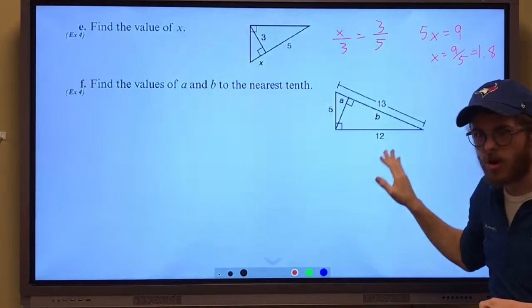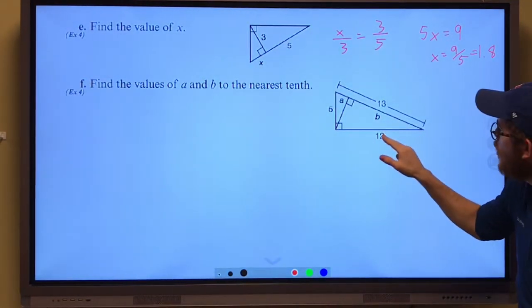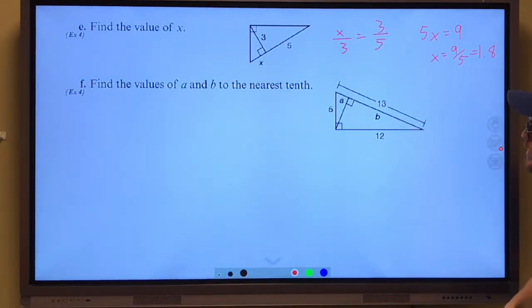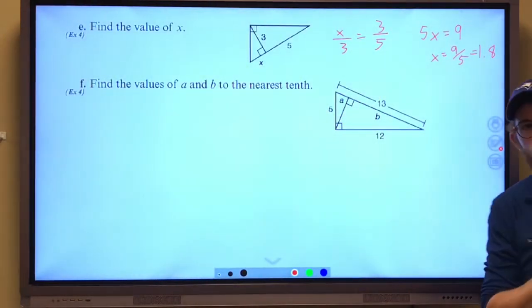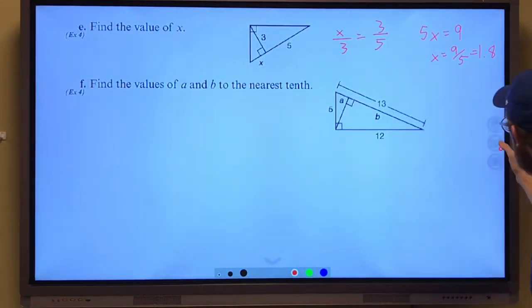Here, we just did a problem like this. We know that 12 would be the geometric mean between 13 and B. 5 would be the geometric mean between 13 and A. So that would be a really easy problem to do also.